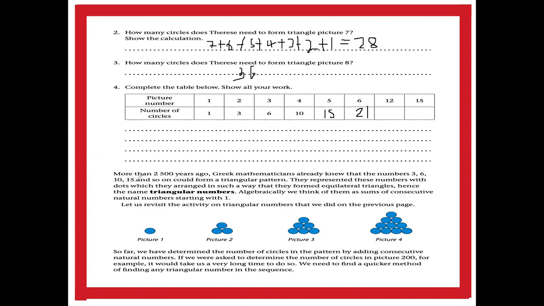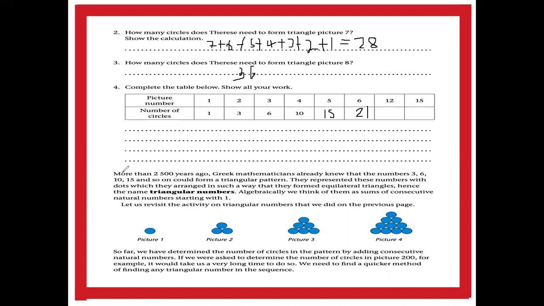More than 2,500 years ago, Greek mathematicians already knew that the numbers 3, 6, 10, 15, and so on could form a triangular pattern. They represented these numbers with dots, which they arranged in such a way that they formed equilateral triangles, hence the name triangular numbers. Algebraically, we think of them as sums of consecutive natural numbers starting with 1.